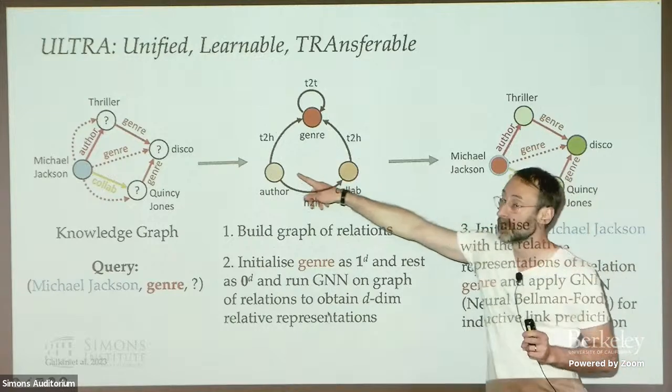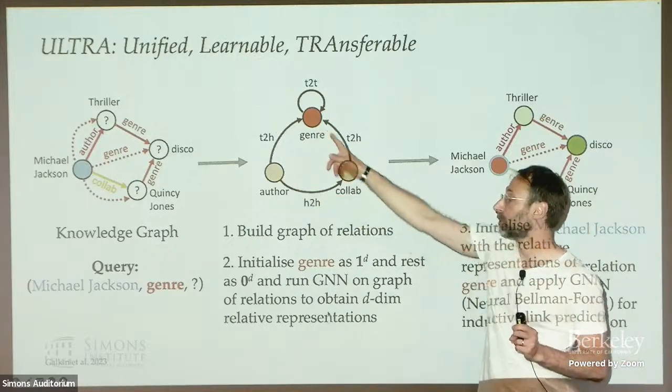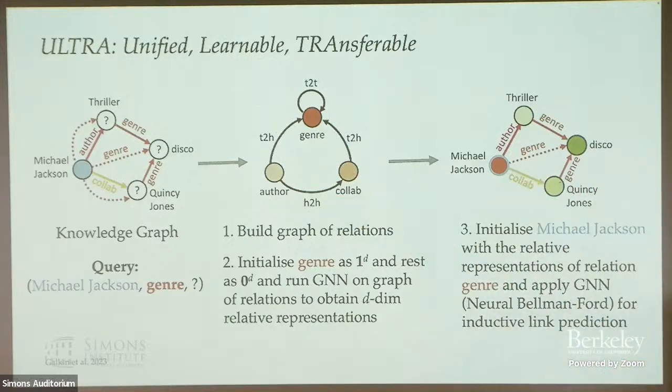So every node here that corresponds to a type of relation will contain these diffused representations, and then you can use the previous architecture, the neural Bellman-Ford, where the query node, which in this case is Michael Jackson, will be initialized with the relative representation of the relation that is queried, which is genre. And what you will produce is, again, as before, the probabilities for every node that will allow us to do inductive link prediction. And it works really well.